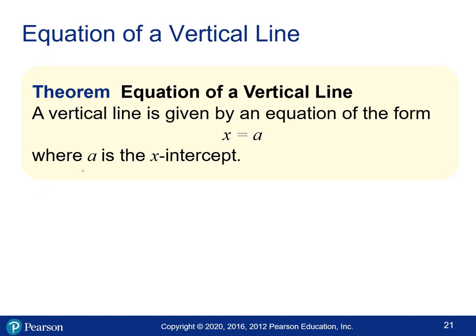So this brings us to our equation of a vertical line. Anytime you are given the equation x equals a number, so a is a number, it's going to be the x-intercept on your graph. But anytime x equals a number, this is going to be a vertical line every single time.